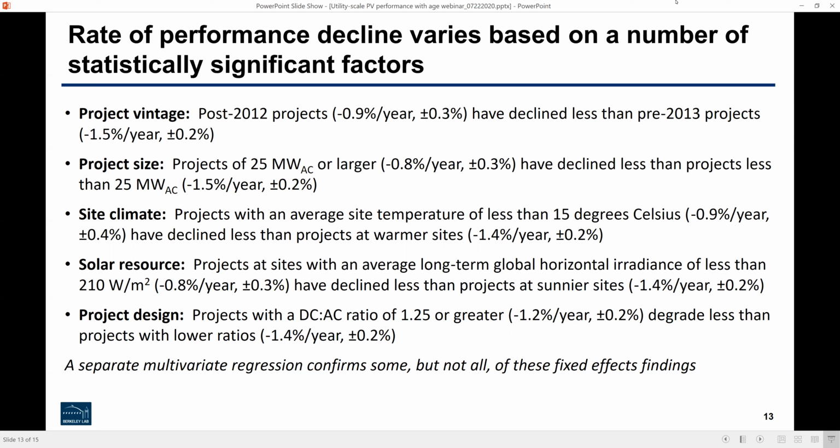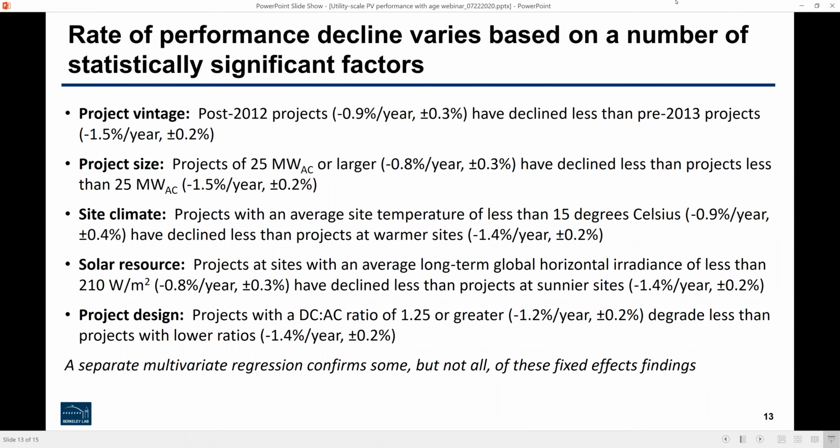Projects located at cooler and/or less sunny sites have declined less than projects at hotter, sunnier sites, and these results are consistent with past work that shows how higher temperatures erode the efficiency of PV modules and can lead to more rapid degradation. And then finally, projects with higher DC to AC ratios have declined less. This one is also intuitive, given that a higher DC to AC ratio results in more power clipping at the inverter, which in turn can mask any degradation or performance decline that happens on the DC side of the inverter.